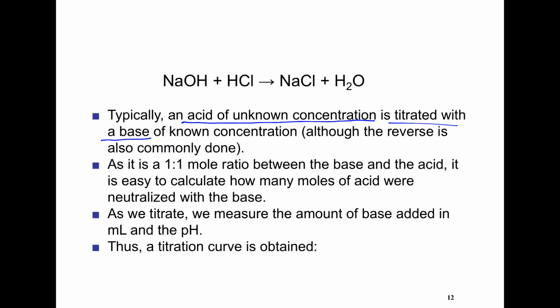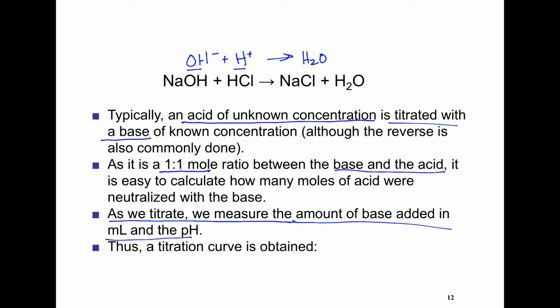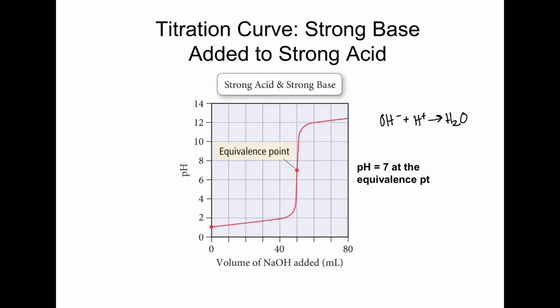All of our strong acids are monoprotic acids, which means that they're going to react in a 1-to-1 ratio between the base and the acid. That's because the real reaction, the net ionic equation here, is really the hydroxide from the base and the hydrogen from the acid reacting to make water. So those always react in a 1-to-1 ratio. As we do the titration, we measure the pH and the amount of base, and we get a titration curve. Strong acid-base titration curves have a very strong inflection point, and it's easy to find where that equivalence point would be.